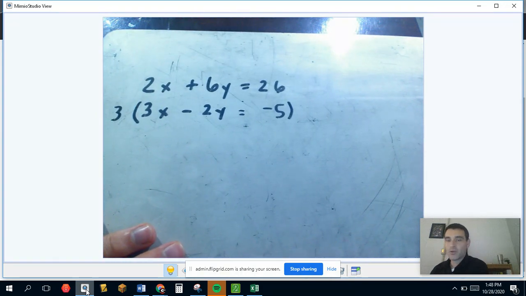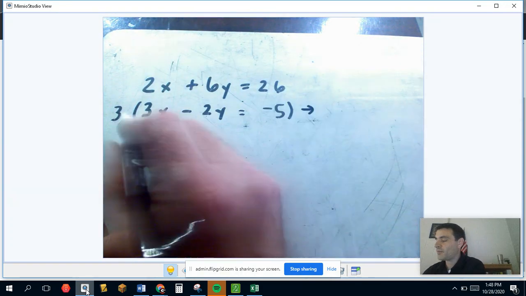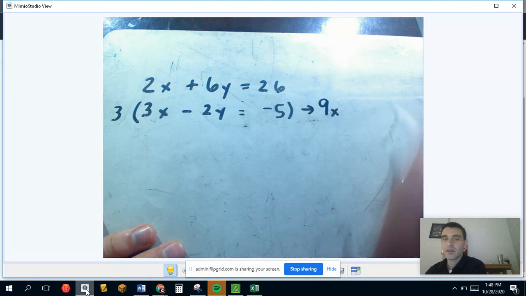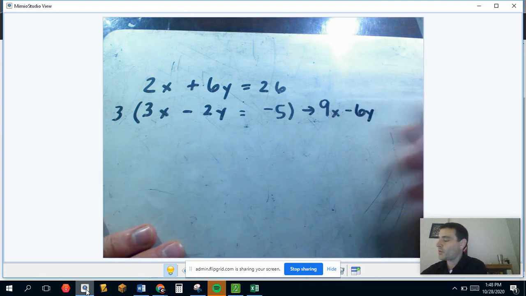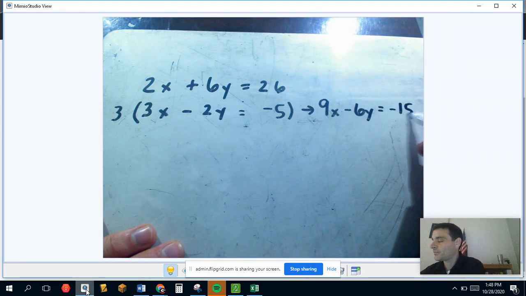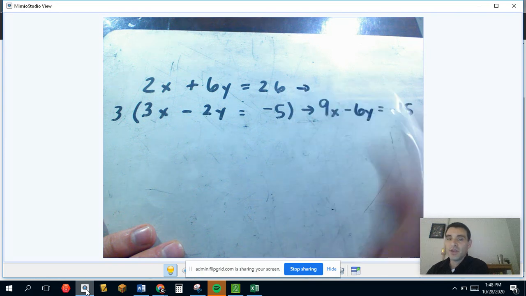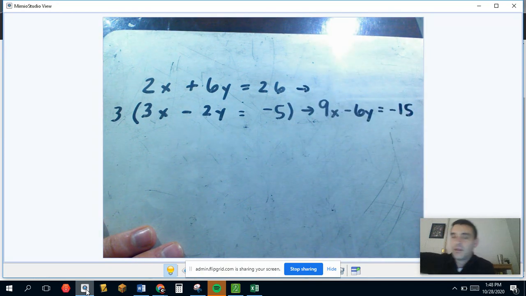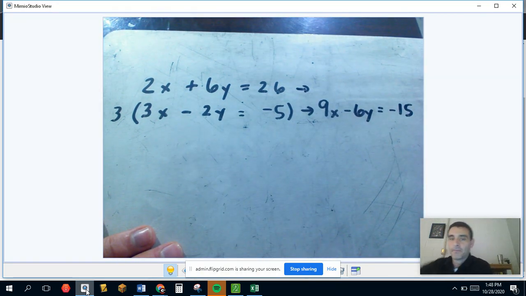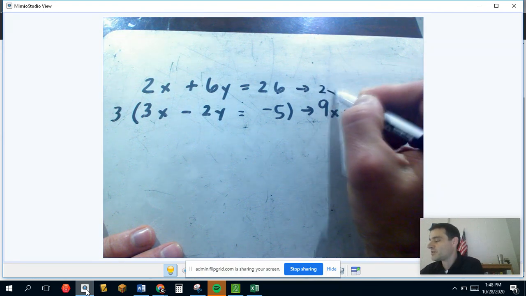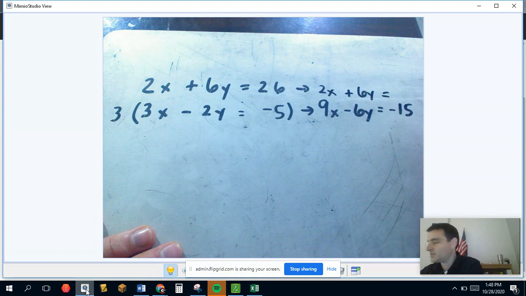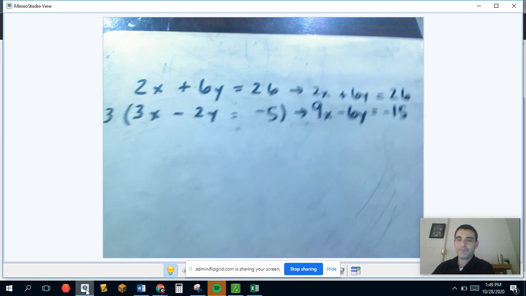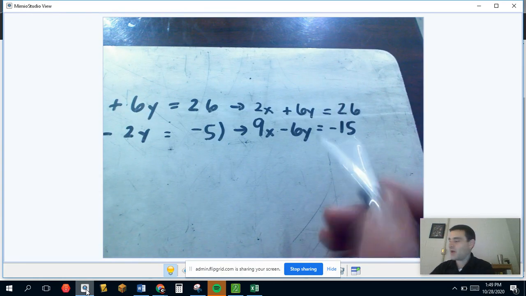So we multiply the bottom equation by 3. We'd have 3 times 3, that's 9x. 3 times negative 2, that's negative 6y. 3 times negative 5 is negative 15. If I do nothing at all to the top equation, I'd have 2x plus 6y is equal to 26. And notice that we have opposites now in front of y.